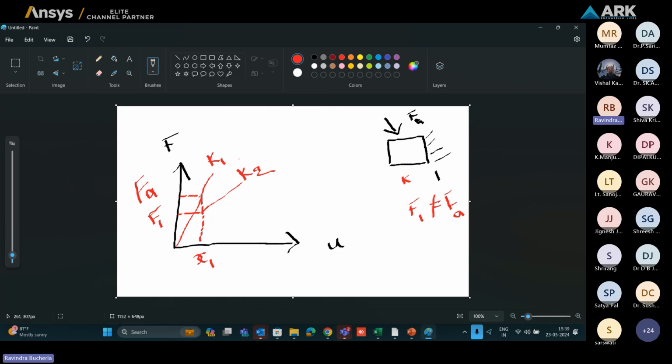Again we apply the same load Fa, and we get some deformation x2 for the stiffness K2. For the stiffness K2, we get the displacement x2, and again we calculate the force reaction F2. Based upon the F2 value, again we calculate K3.